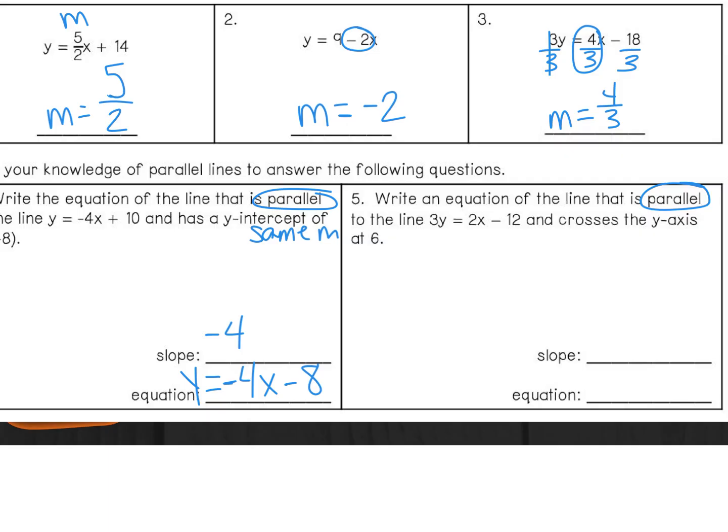This next one, though, if it's parallel, we know it's going to have the same slope, but what's wrong with that equation? It's not in y equals, so what do we need to do? Divide by the 3. So y equals, what do we get when we do that? 2 over 3x minus 4, which the minus 4 doesn't really matter. What's my slope if it's parallel? 2 over 3. Remember, slope is just a number. It does not have the x. So 2 over 3. Now, when we write it in our equation, y equals 2 over 3x. What does it tell us? We're crossing the y-axis at 6. So that is our new b.